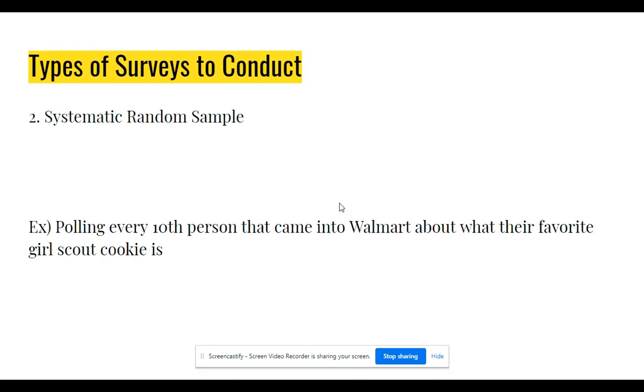Okay, next one is called the systematic random sample. An example of this is polling every 10th person that came into Walmart about what their favorite Girl Scout cookie is. So you're very random in the people that you get, but you're systematic in it because you're polling every 10th person. You're not just standing there and you ask the first 12 people and then you're done. You're pulling every 10th person so that way you get a wider variety. So tell me some pros about this one and then tell me some cons.